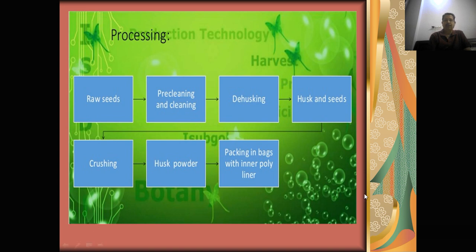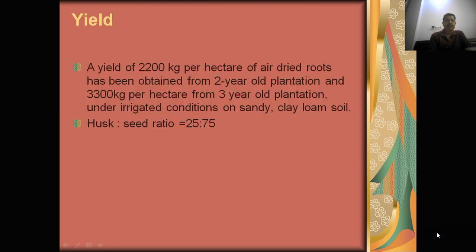So this is all about the cultivation practices of the Isabgol. The husk to seed ratio is 25:75.